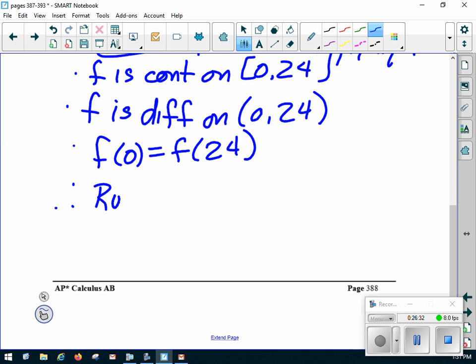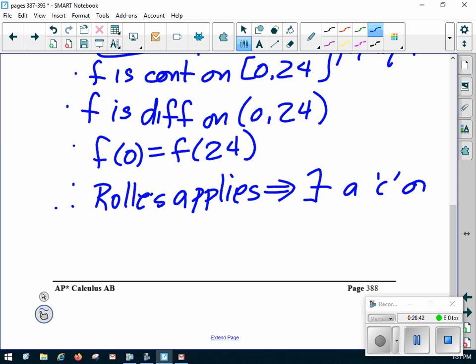Therefore, Rolle's applies, which means there exists a C on the open interval 0 to 24 such that f prime of C equals 0.